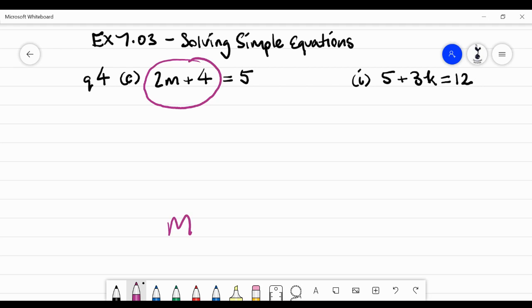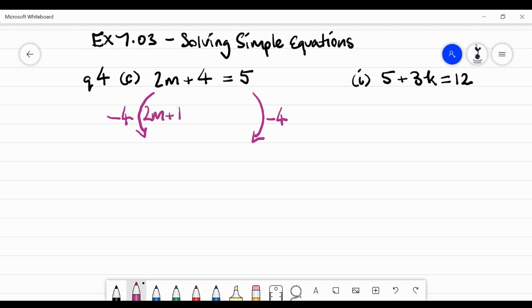So what do we need to do? Well, the first thing is to recognize that the last thing we did to get to 2m plus 4 is adding 4. So we've got to subtract 4 from both sides. I'm always going to include this little step in here, you don't need to if you're comfortable. 2m plus 4 minus 4 is equal to 5 minus 4. And that gives us 2m is equal to 5 minus 4, which is equal to 1.